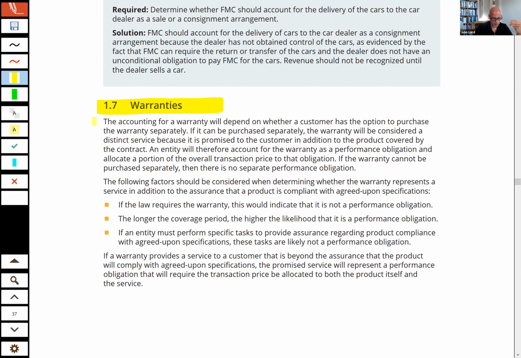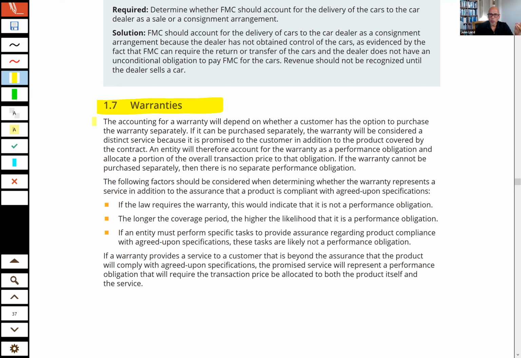Okay, so what happens? Every time I buy something, they say to me, would you like to buy the extended warranty? And I always tell them no. Okay. But what would happen if I bought the extended warranty? Do you think that's a separate obligation for Barnes & Noble? Yes, it is.